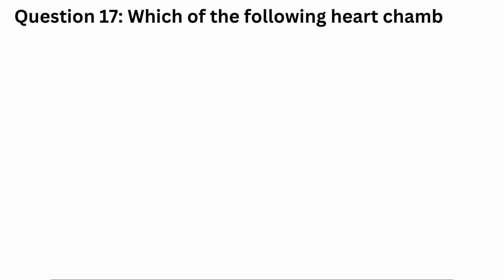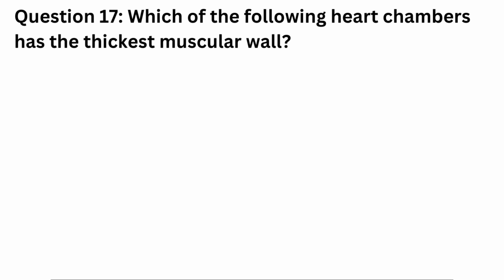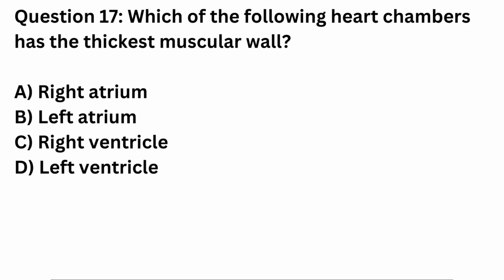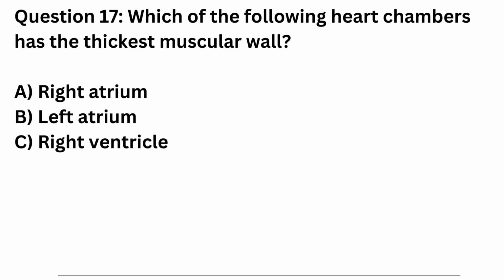Question 17. Which of the following heart chambers has the thickest muscular wall? A. Right atrium. B. Left atrium. C. Right ventricle. D. Left ventricle. Correct answer is D. Left ventricle.